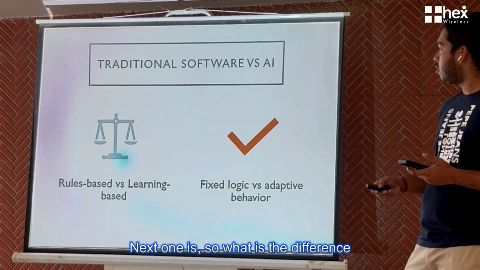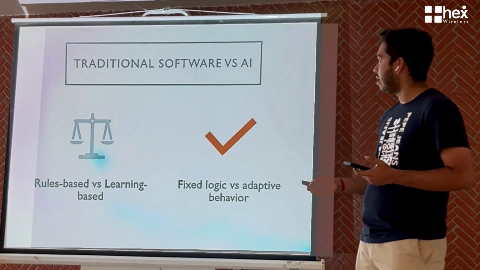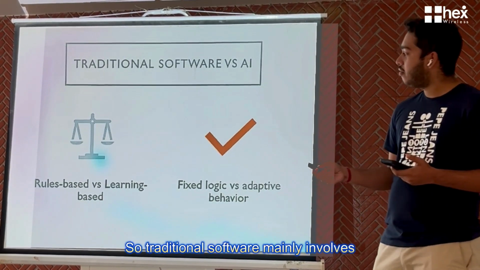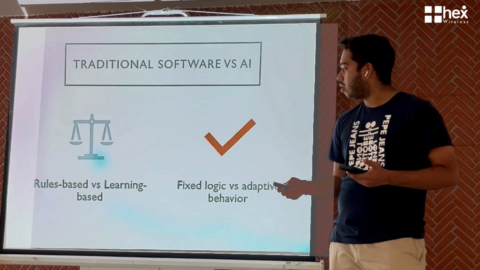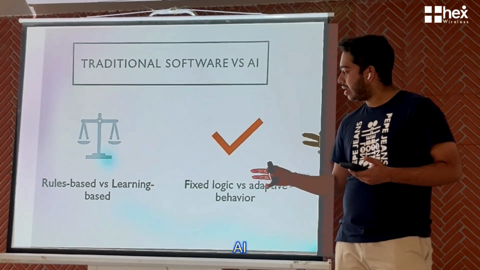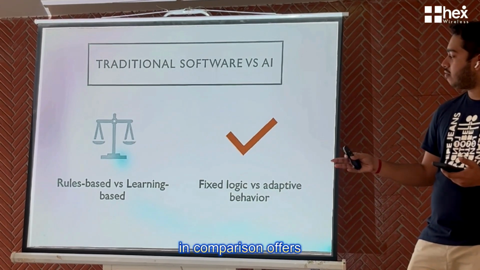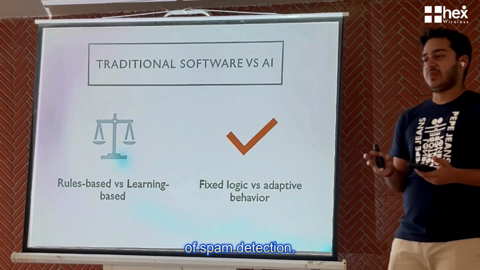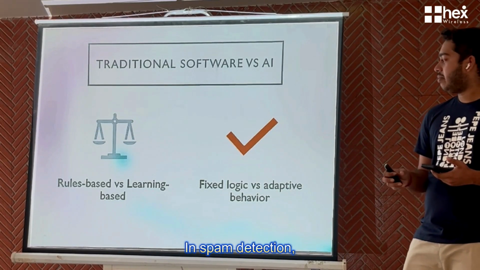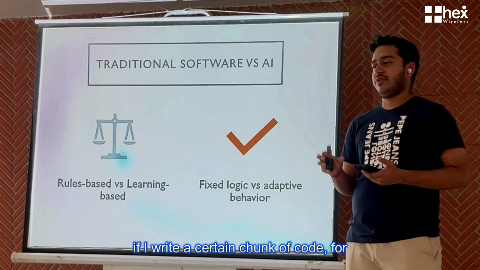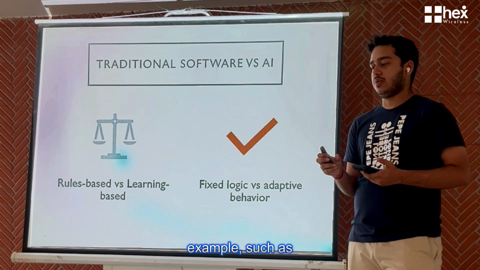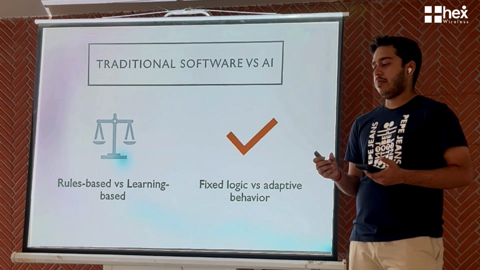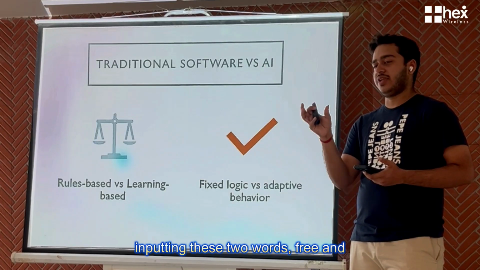Next one is, what is the difference between traditional software and AI? Traditional software mainly involves rule-based logic, and AI in comparison offers learning-based. Rule-based means, let us take the example of spam detection. In spam detection, for example, if I write a certain chunk of code, I'm inputting these two words, free and lottery.